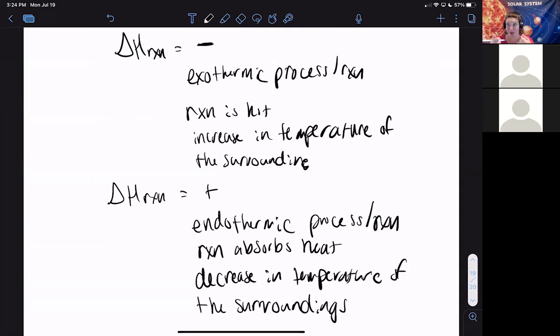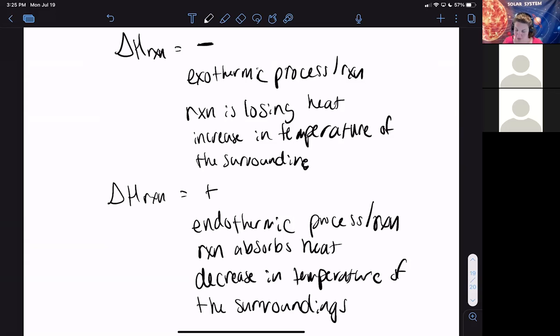And again, if you think about a cold pack, there's usually a little snap that you do. And when that occurs, you're going to feel that cold pack get colder. And that usually almost always is just a dissolving process. So dissolving oftentimes can be an endothermic process, oddly enough. I guess up here, I said the reaction is hot, and I meant to say the reaction is losing heat. It feels hot because the surroundings are heating up.